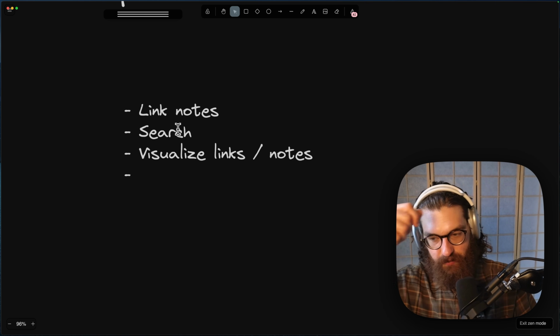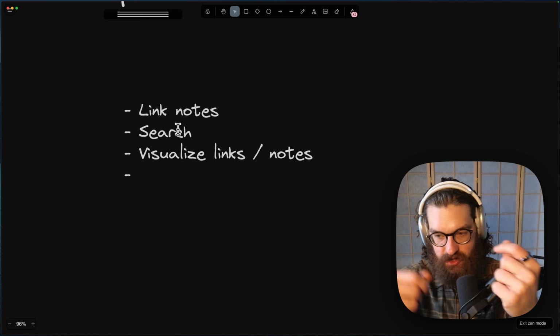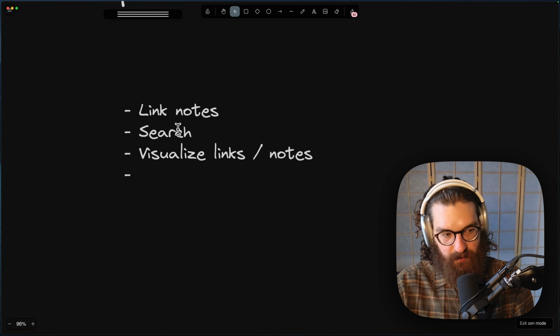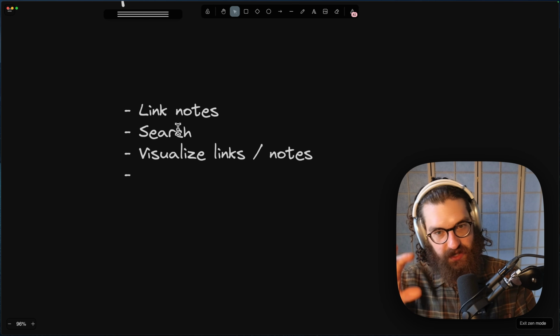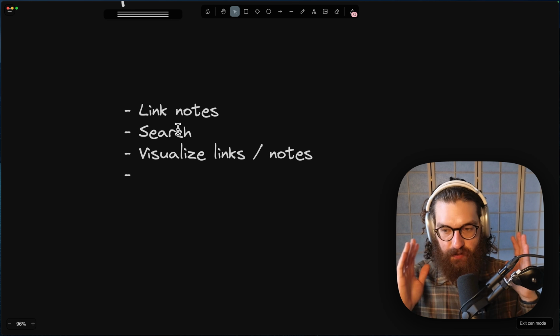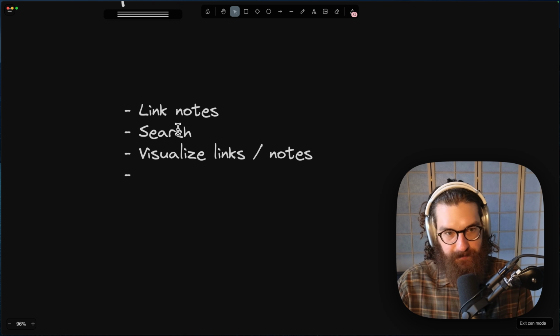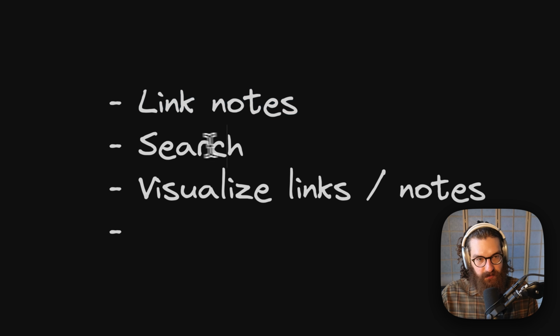You can visually put them together. You can visually put them in different orders and see how they relate to each other. This is super powerful in thinking. So we need the ability to visualize things. So we need to be able to link nodes somehow, search, visualize them.